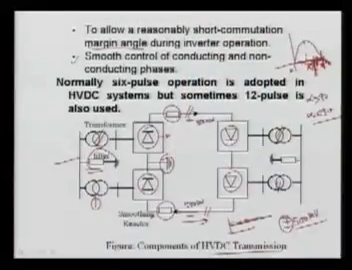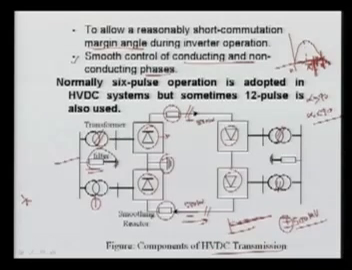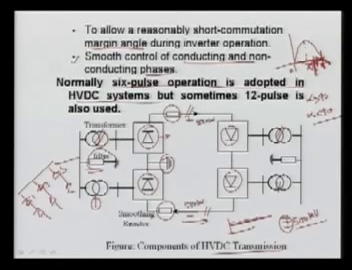Another requirement is smooth control of conduction and non-conducting phases from one valve to another, because we always use the bridge converter, as I said. Shifting from 1 to 3 to 5 should be smooth, not a jump, otherwise there will be some transients. Normally 6 pulse operation is adopted in HVDC systems, but sometimes 12 pulse is also used.